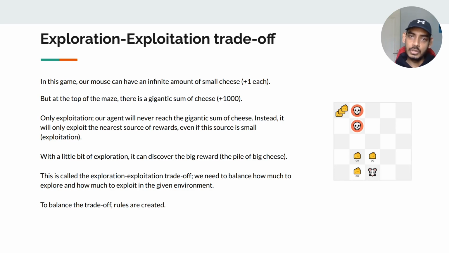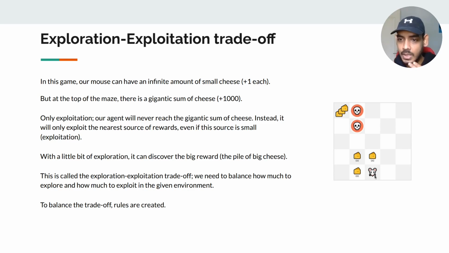So the exploration and exploitation trade-off, what I mean by that: consider you have a maze and you have a mouse. The mouse is able to get an infinite amount of small cheese in the given specified environment, which it knows already. But there are other rewards or cheese available in a different state or different environment it has to go through. If it is only exploiting, it is only capable of getting all the rewards which are nearby, and it will miss out on the major chunk or gigantic reward which is available if it is able to do a little bit of exploration.